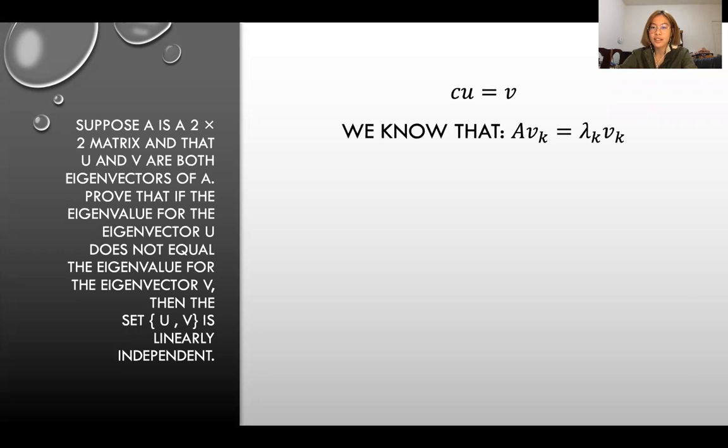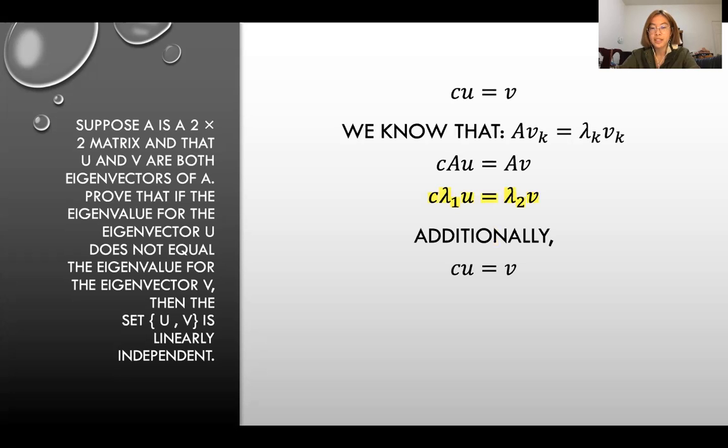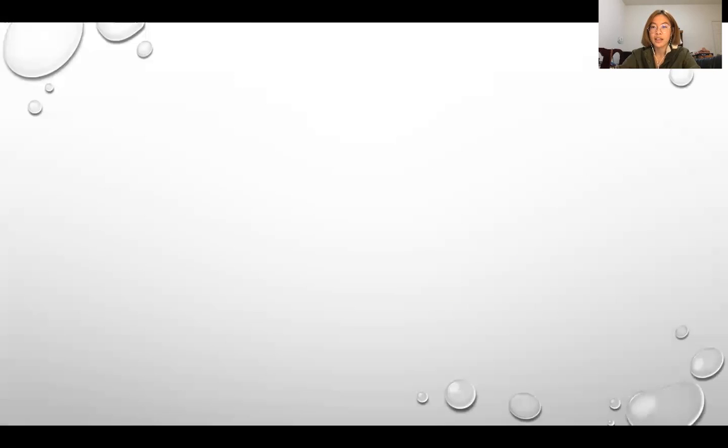Using our knowledge that Av equals lambda v, we can multiply A to both sides and rewrite A in terms of lambda 1 and lambda 2, just so we can denote that eigenvectors u and v have distinct eigenvalues. And then you can also simply multiply both sides by lambda 2. And so you have these two equations, and you need to set them equal to each other and put everything to one side, and you should end up with this.